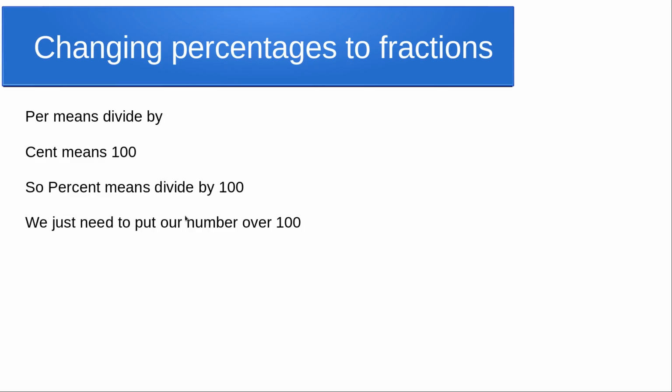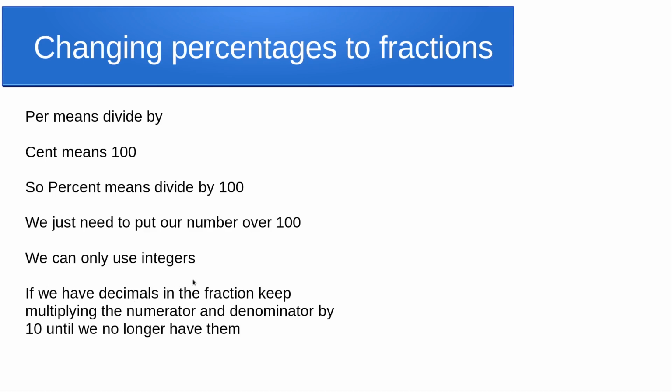So to change a percentage to a fraction, all we have to do is put our number over 100. But remember, fractions only use whole numbers for the numerator and denominator, so we can only use integers. So if we do have decimals in the fraction, what we can do is multiply the numerator and denominator by 10, and we keep doing that until we've only got whole numbers. But remember, we've got to do it the same number of times to the top as we do to the bottom. We'll see that in our examples on the next screen.